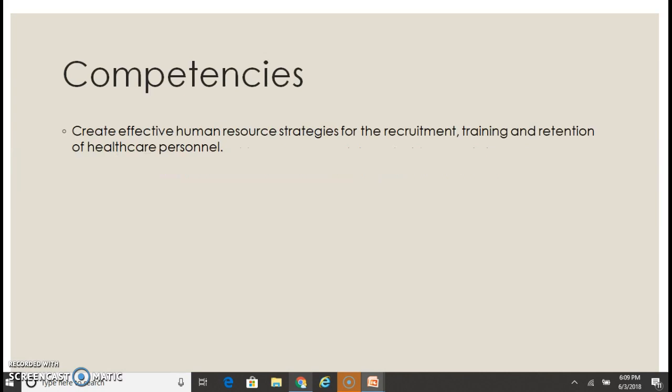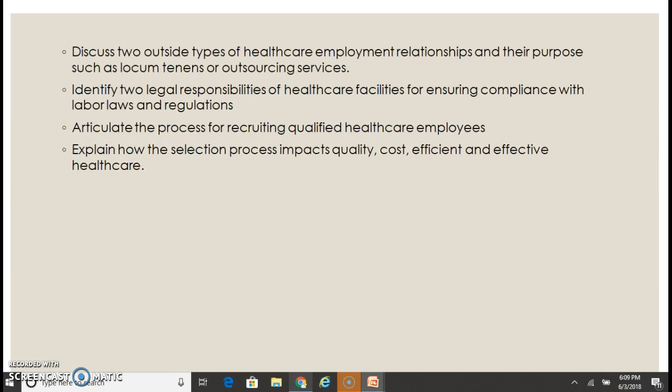Competencies for the week: to create effective human resource strategies for the recruitment, training, and retention of healthcare personnel. Breaking that down a bit, we're going to discuss two outside types of healthcare employment relationships and their purposes, such as locum tenens or outsourcing services.